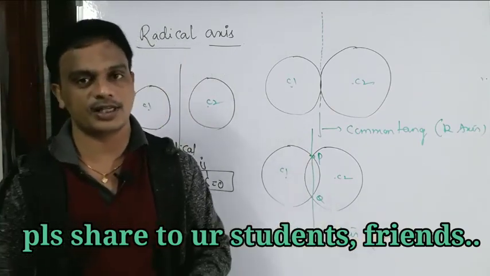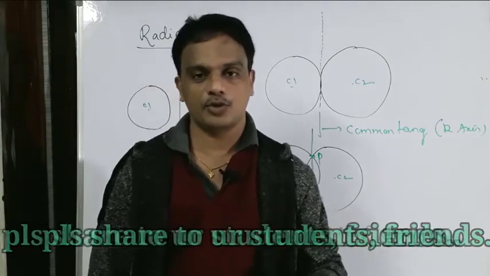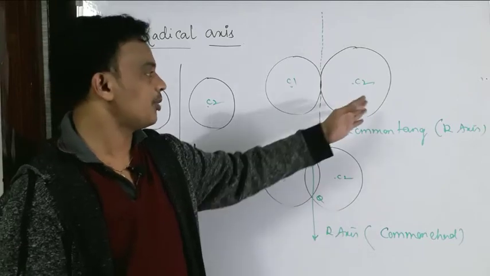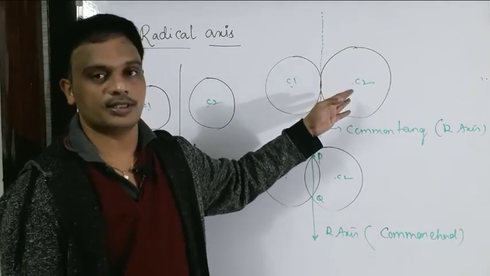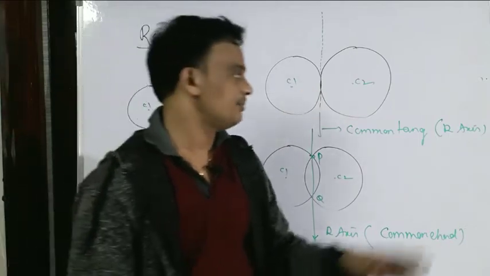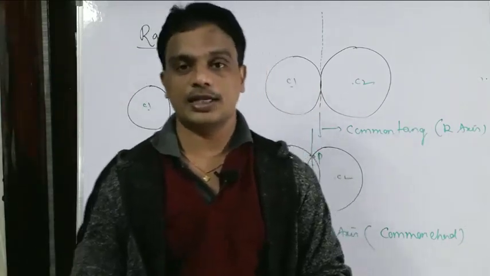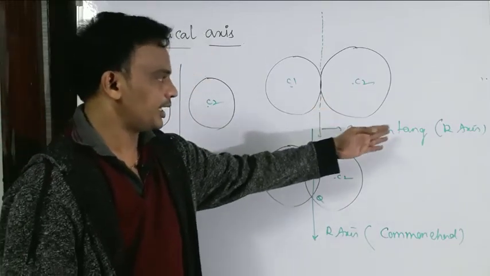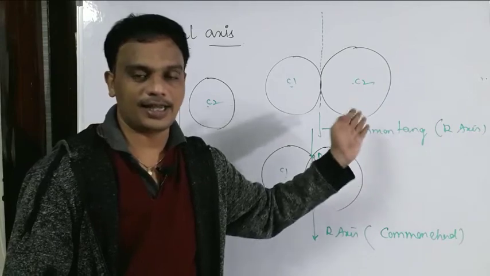Sometimes they may ask a question like this: find the common chord of the two circles. That means indirectly they are asking about the radical axis. Find the common tangent to the two circles. That means if the circles touch each other, simply the radical axis, which is S minus S dash, is the common chord or common tangent at the same time.